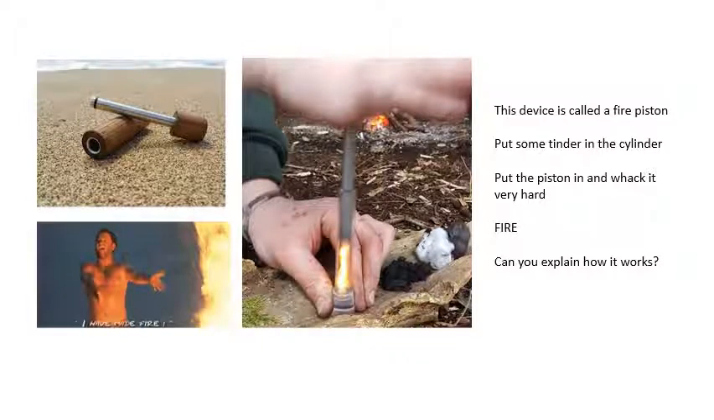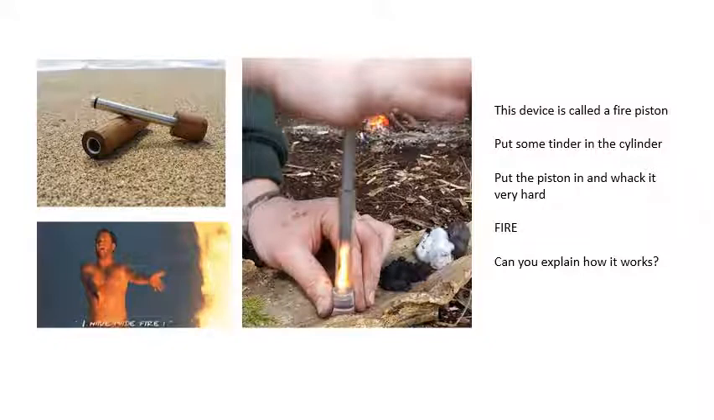Here's another example. This is called a fire piston. You put some tinder in the cylinder, like a little bit of cotton wool or something that will catch fire easily. You put the piston in and then you whack it very hard and you get fire. I have made fire. Now, can you explain how it works?